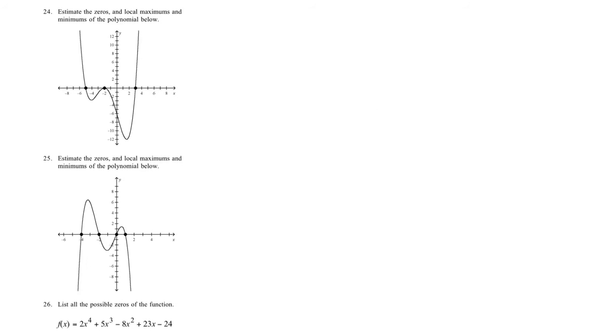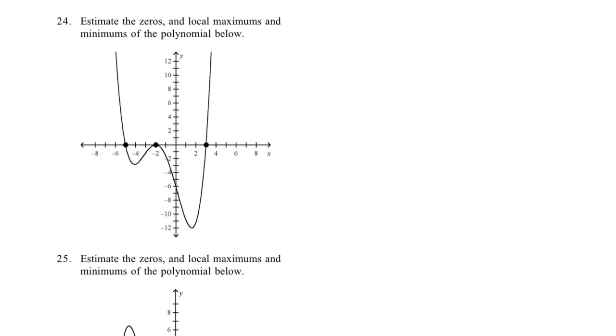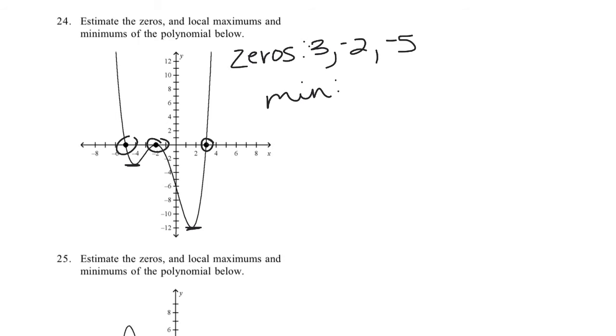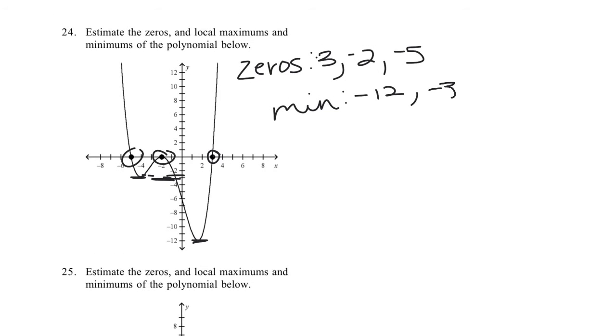Number 24 says estimate the zeros, local maximums, and minimums of the polynomial. So the zeros are pretty clear. Zeros are where they cross the x-axis, right? So this is positive 3, negative 2, and negative 5. And then my local maximums and minimums, here are my minimums. Okay, so the local minimums are at negative 12, and this one here is at negative 3. You just list a y value, and the local max is here at 0.